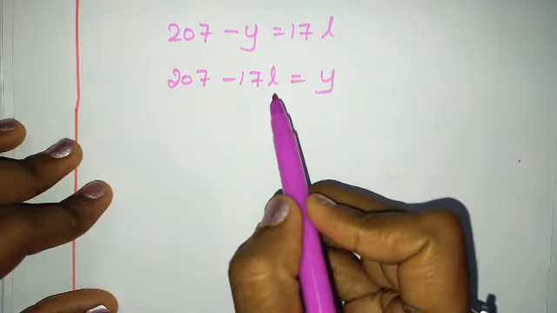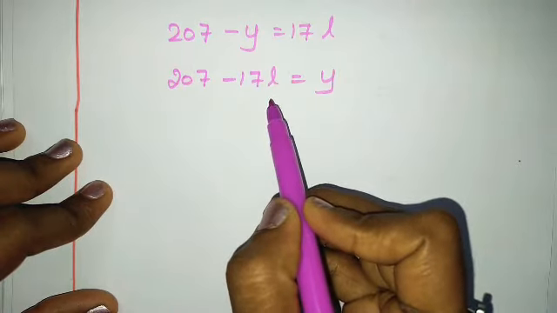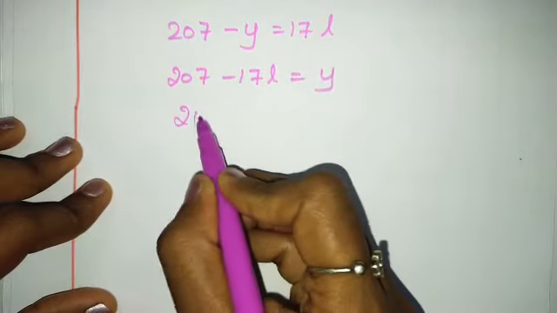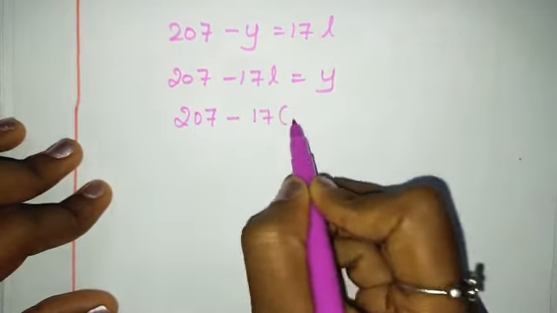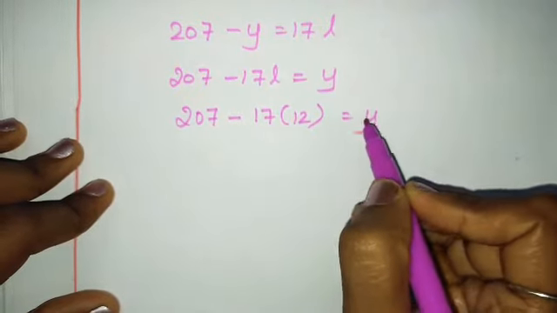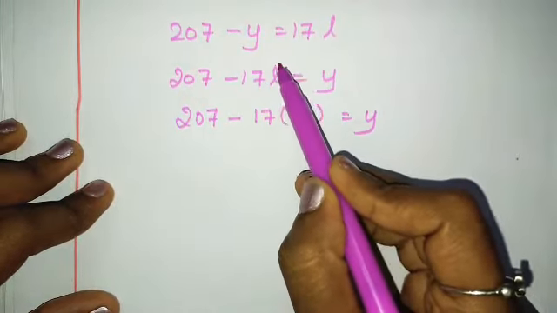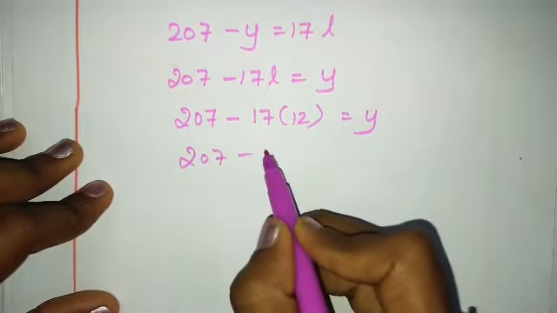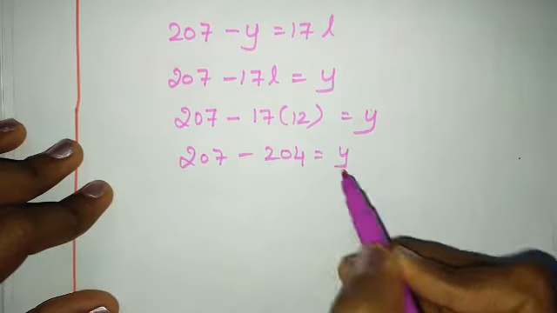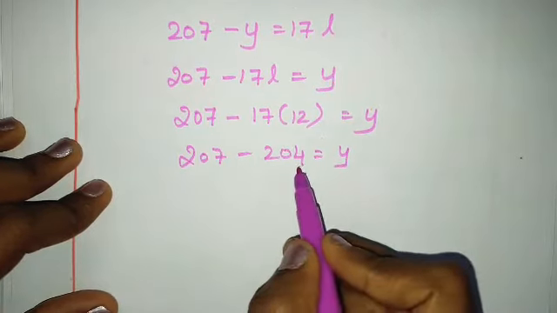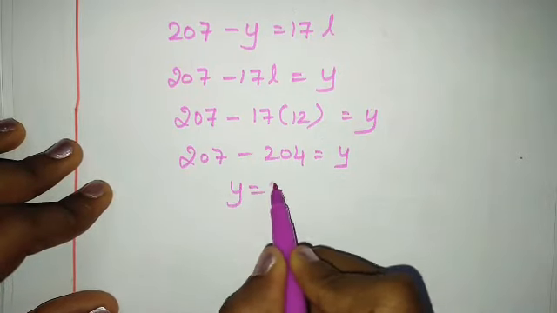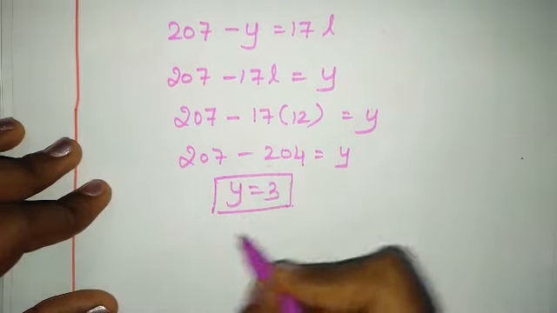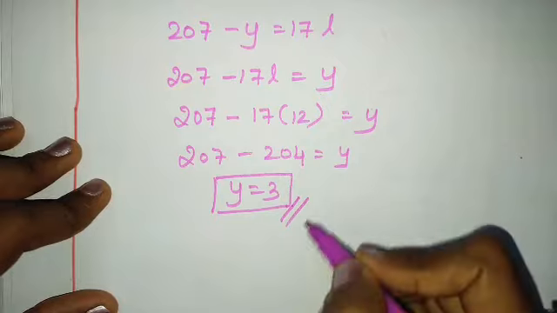If I take 11, it will be a little lesser. If I take 12, you'll get 204. So directly you take that. So 207 minus 17 into 12 is equal to y. See here, finding this value is very important. You have to think correctly and do it. So 17 into 12 is 204, is equal to y. 207 minus 204 is 3. So your y value is 3. Got it? So the unknown value which you have to find is 3.